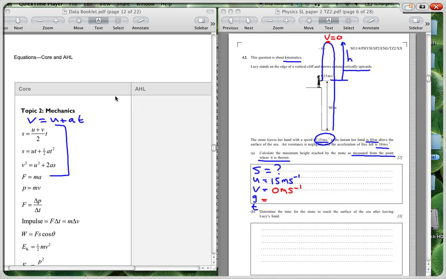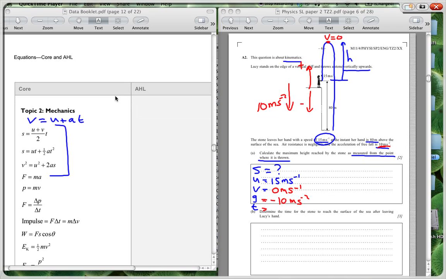Now, your G is given, your acceleration is 10 meters per second squared, but we need to be careful with direction. Because your G is acting downwards, I'm going to make that a negative 10. I'm going to take upwards as being positive, downwards as being negative. So that's going to be minus 10 meters per second squared. Time, we haven't been given anything with time so far. We're going to work that out later.